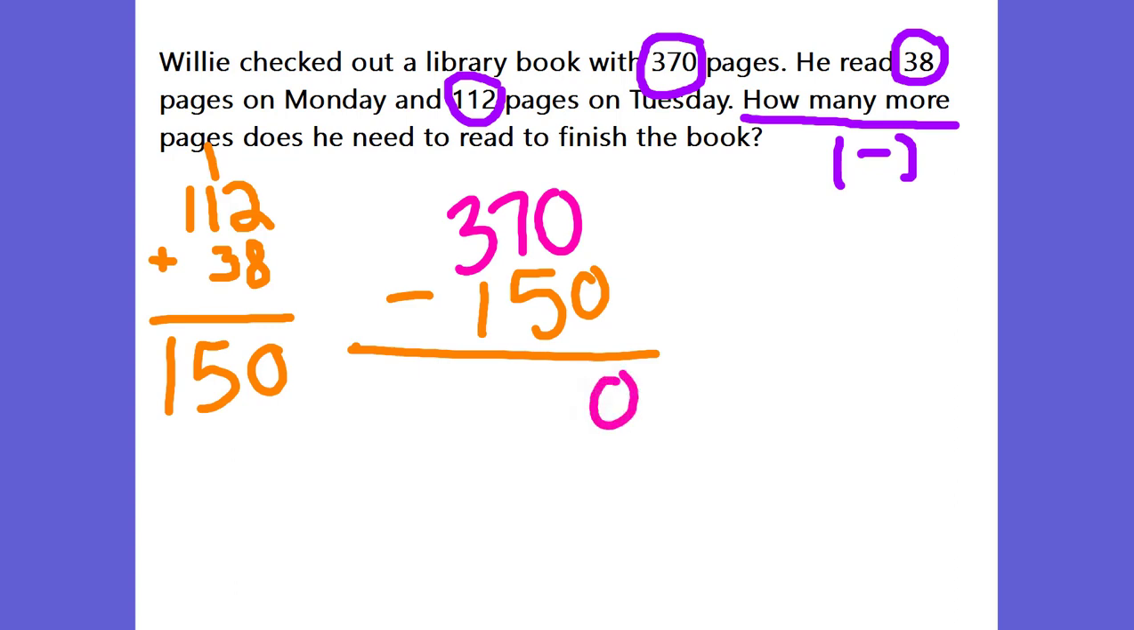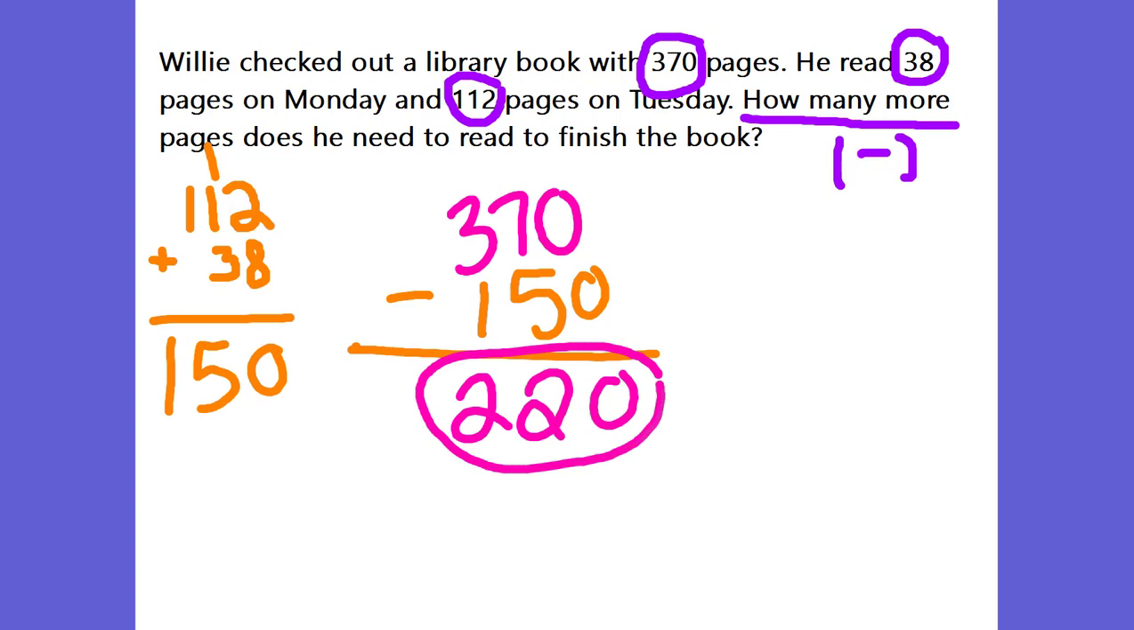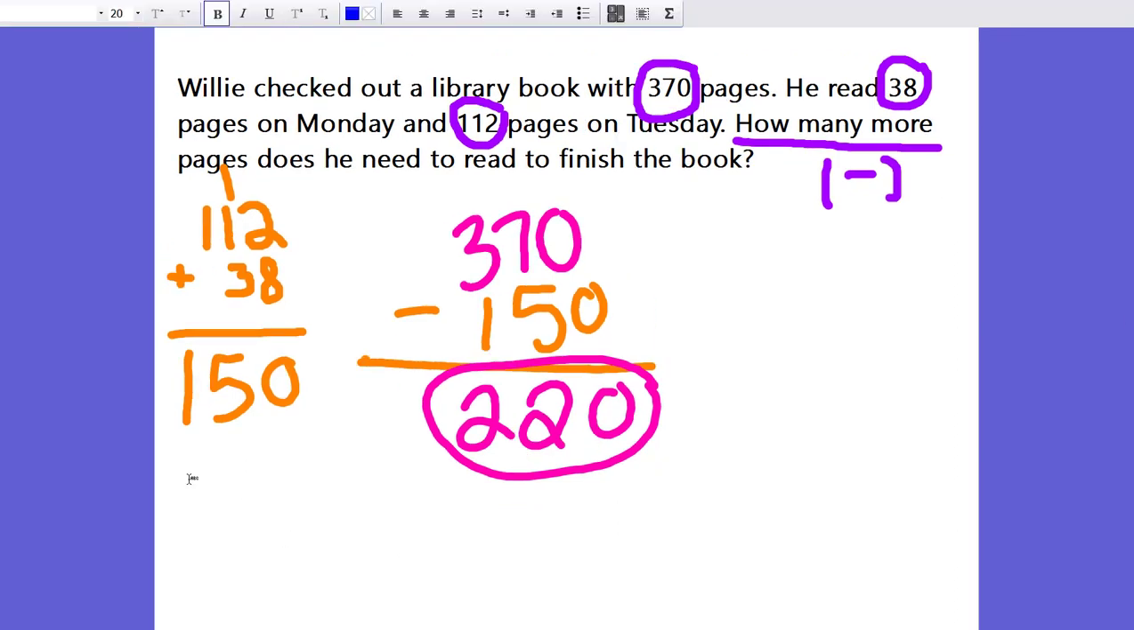0 minus 0 is 0. 7 minus 5 is 2. 3 minus 1 is 2. So then I know that Willie still has 220 pages to read. Now this is awesome, but we're missing one last thing, and that is our complete sentence. I'm going to be typing it out. Make sure that you are also getting it on your examples.